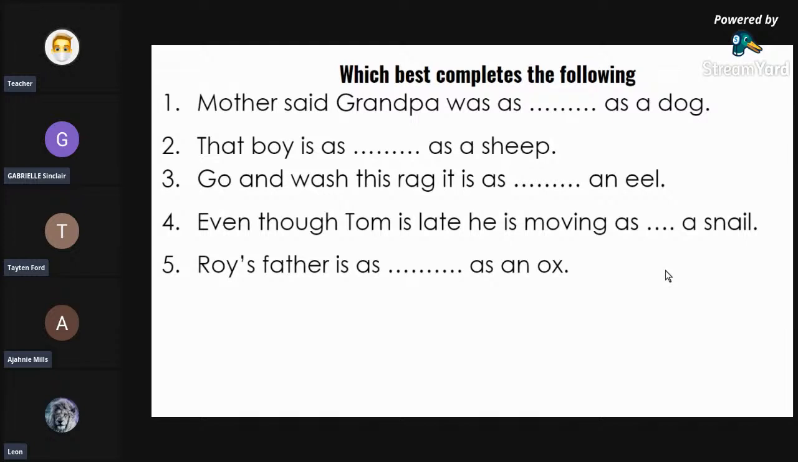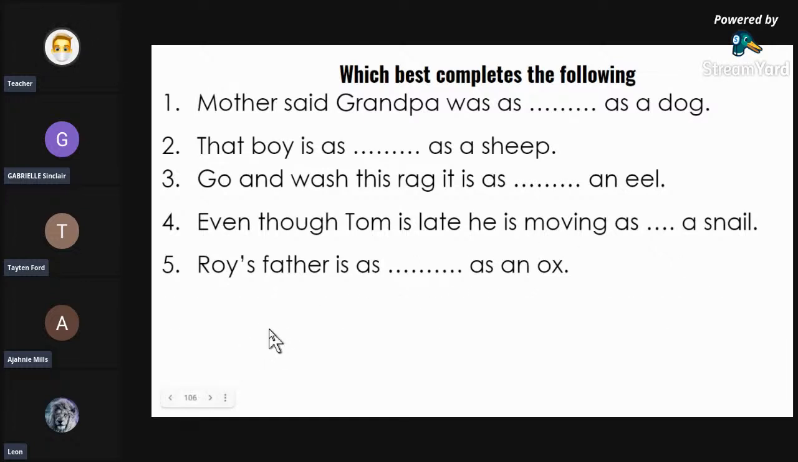What simile could we use in this situation? What completes this simile? As big as an ox? No, not big. It's not what I'm thinking of. Anybody else from the panel wants to? Sir, may I try? All right, go ahead, sir. Roy's father is as strong as an ox. As strong as an ox. Well done, sir. Thank you much.